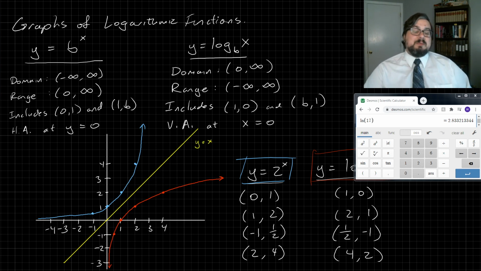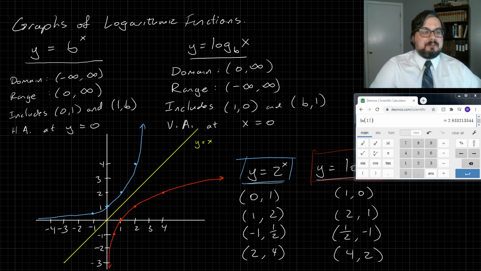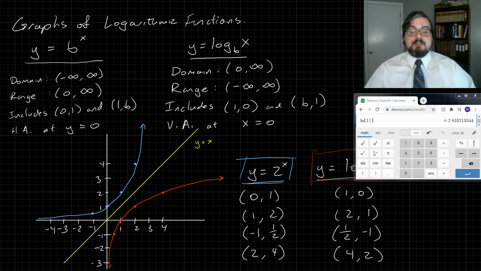We mentioned this back when we talked about inverse functions in general, and of course it holds true here, that the graph of a function and its inverse are symmetrical when reflected across this line y equals x that goes through the origin and has a slope of 1.